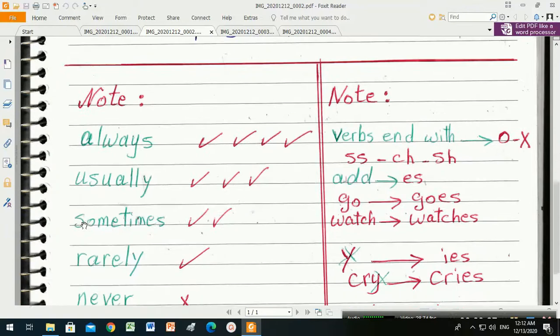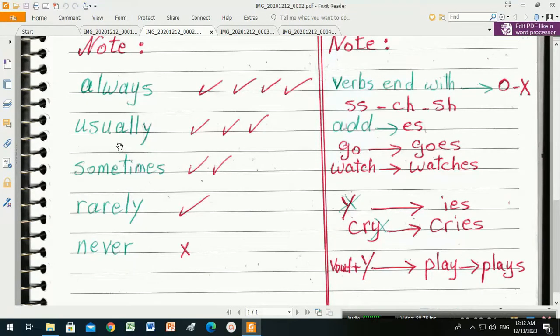And here the keywords for present simple: always, usually, sometimes, rarely, never. Always, that's something I do 4 days in a week, usually 3 days in a week, sometimes 2 days in a week, rarely 1 day in a week, 1 day in a month. Never, I never do it. I don't do it at all.